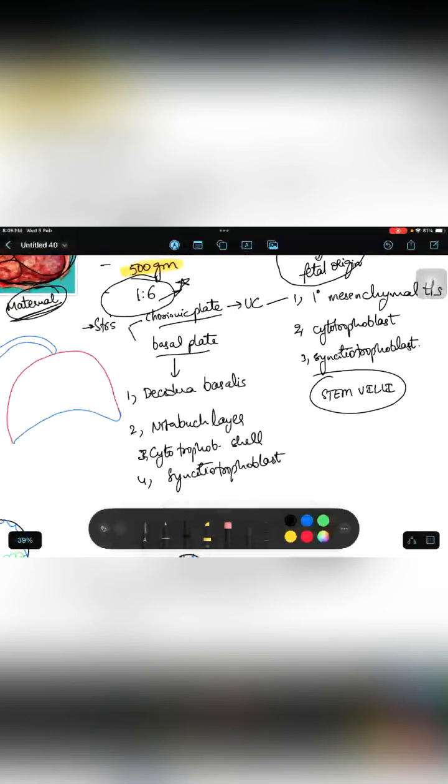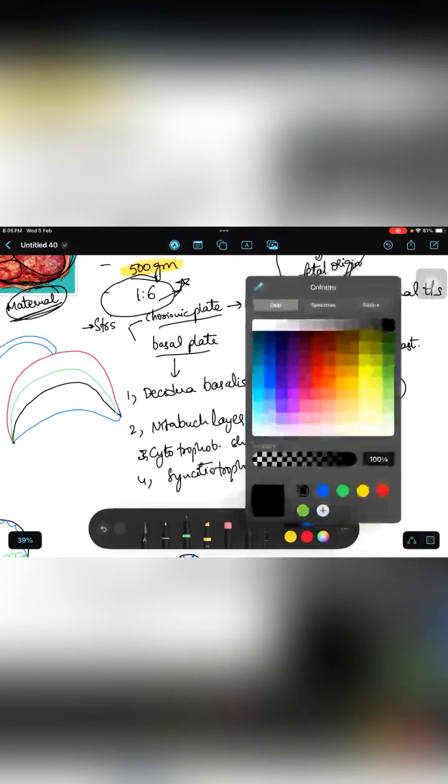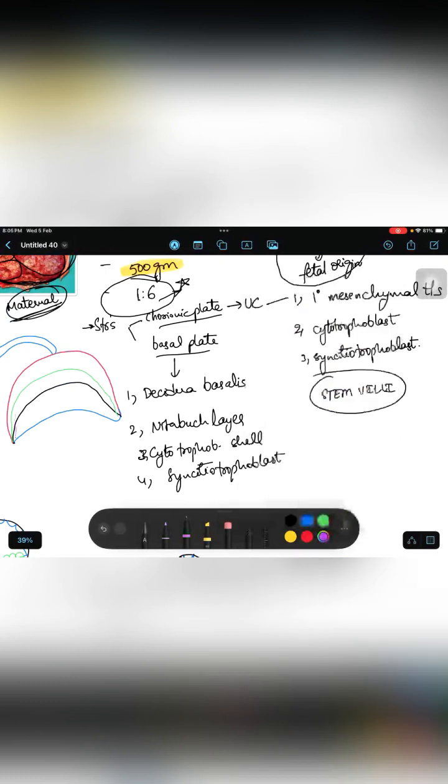What are the layers of the chorionic plate? At first, there is a primary mesenchymal layer, then a cytotrophoblastic layer, and then a syncytiotrophoblastic layer. These are the layers of the chorionic plate. Actually this is not so useful in your academic sessions, but as these are basics, we need to learn about it. This is the primary mesenchymal layer, this is the cytotrophoblast, and this is the syncytiotrophoblast.